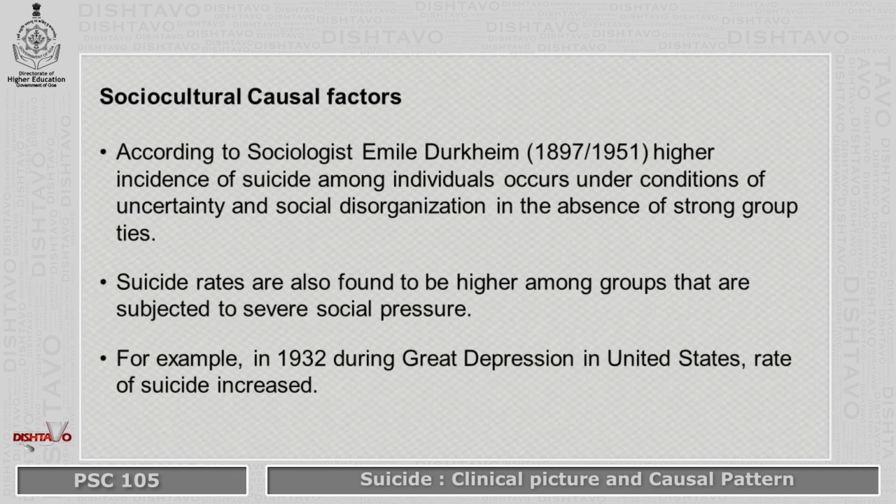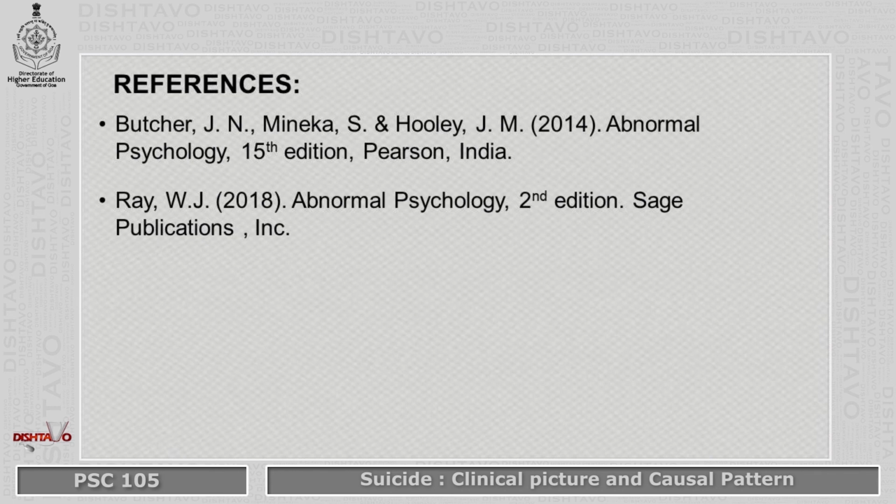According to sociologist Emile Durkheim, higher incidences of suicide among individuals occur under conditions of uncertainty and disorganization, in the absence of strong group ties. Suicide rates are also higher among groups that are subjected to severe social pressure. For example, in 1932, during the Great Depression in the United States, the rate of suicide increased. So here we have tried to understand the clinical picture and the causal pattern of suicide.